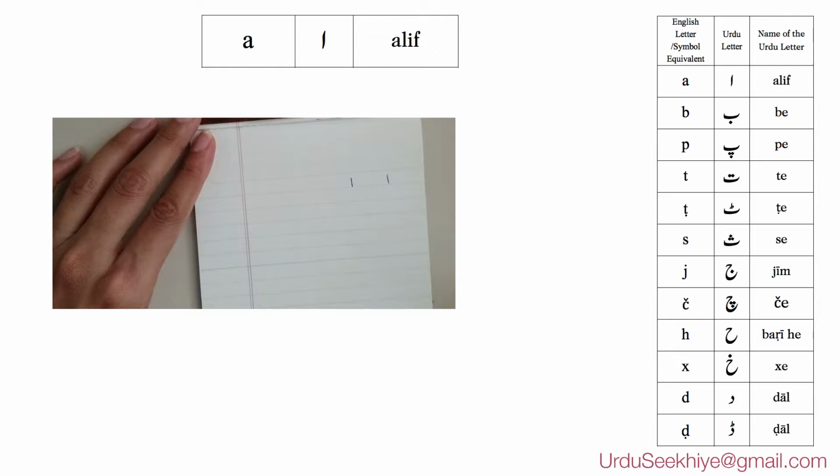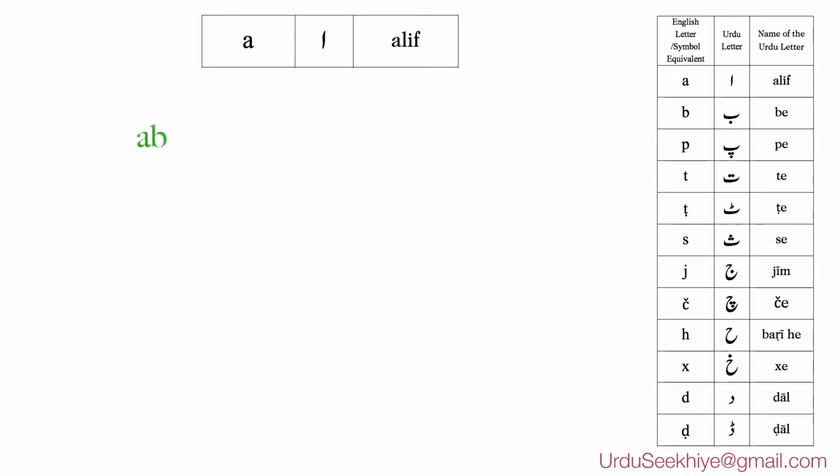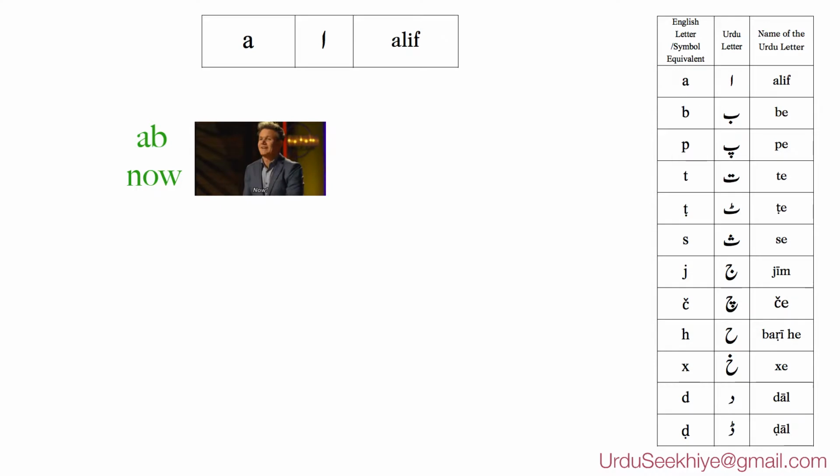So our first word, beginning with Aleph, is ab. Ab means now. Another word is ulta. Ulta means upside down.